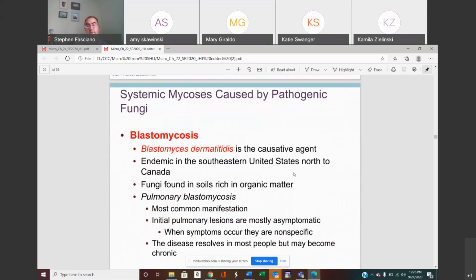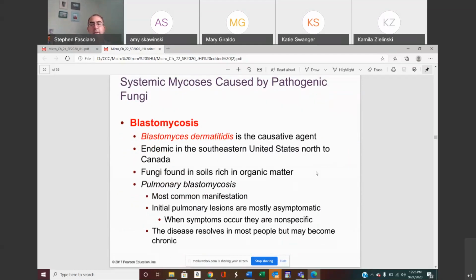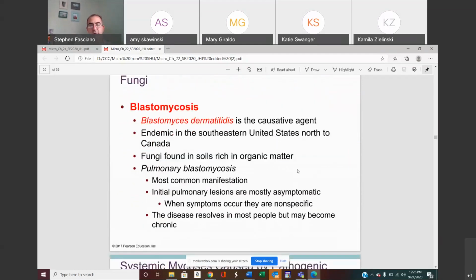So that was one of the four. Second one is called blastomycosis. There's the causative agent right there, Blastomyces dermatitidis. It is found in southeastern U.S. and all the way north to Canada. Again, this is a fungus that's found in soils which have a lot of organic matter. You get pulmonary blastomycosis. Most of these are inhaled, right? That's the most common manifestation. Initially, you get these pulmonary lesions, these lesions in your lungs, which mostly are asymptomatic. You may not even know that they're there.